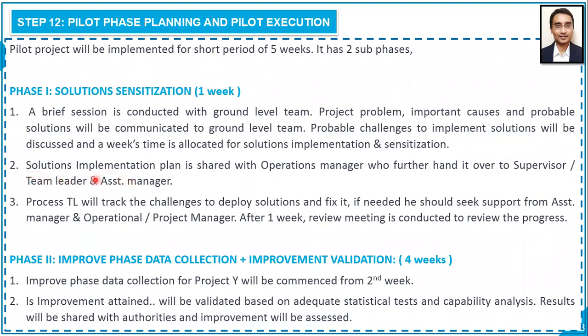Next point. The solutions implementation plan is shared with the operations manager, who further hands it over to the supervisor and team leader. The supervisor is also called team leader in a few of the companies, and the assistant manager is supposed to implement the solution implementation plan. The process TL, the team leader, will track the challenges to deploy solutions and fix them. If needed, he should seek support from the assistant manager and the operational or project manager. Again, in a few companies, they call it operational manager, operations manager. In other companies, they call it project manager or process manager.